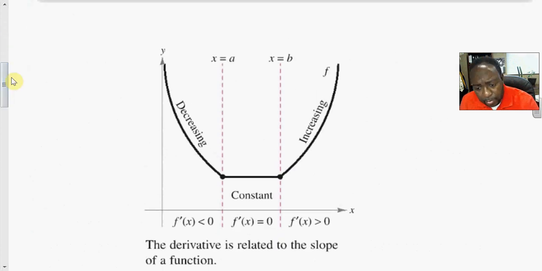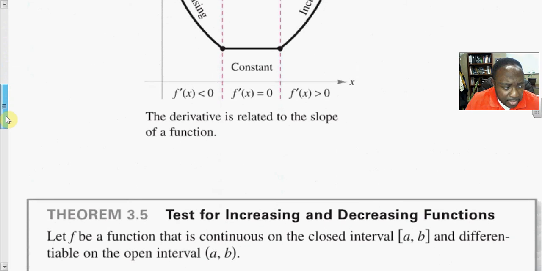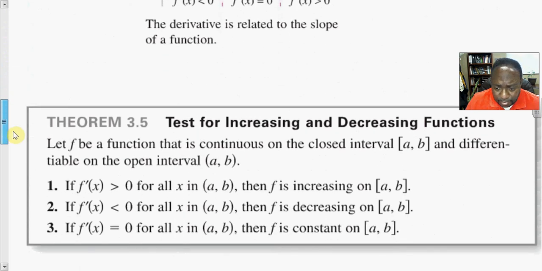So when you talk about increasing functions and decreasing functions, it's easy to use the first derivative. When the first derivative is negative, that simply means that the function is decreasing. When f prime, the derivative, is 0, we have a horizontal slope or constant function. And when f prime of x is positive, then the function f is said to be increasing. So this is a neat way to determine increasing and decreasing intervals.